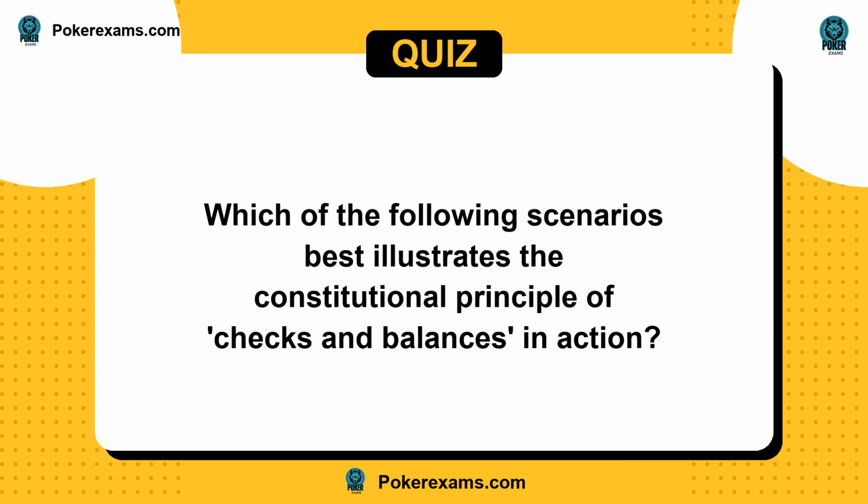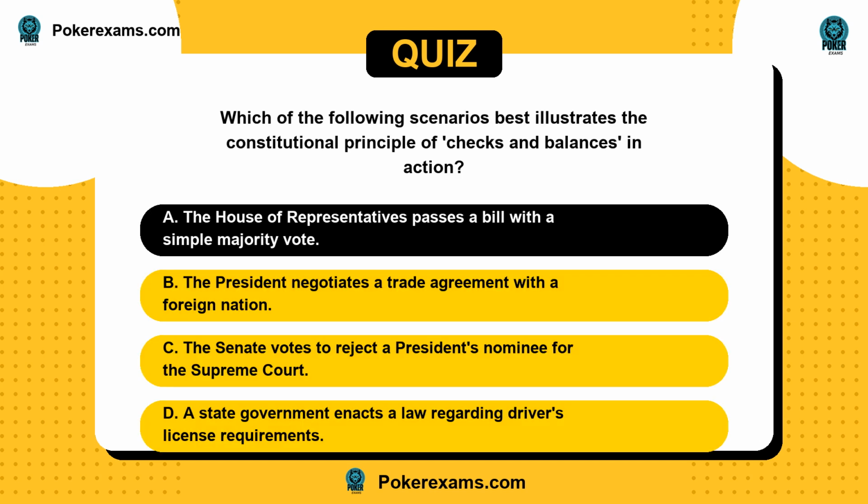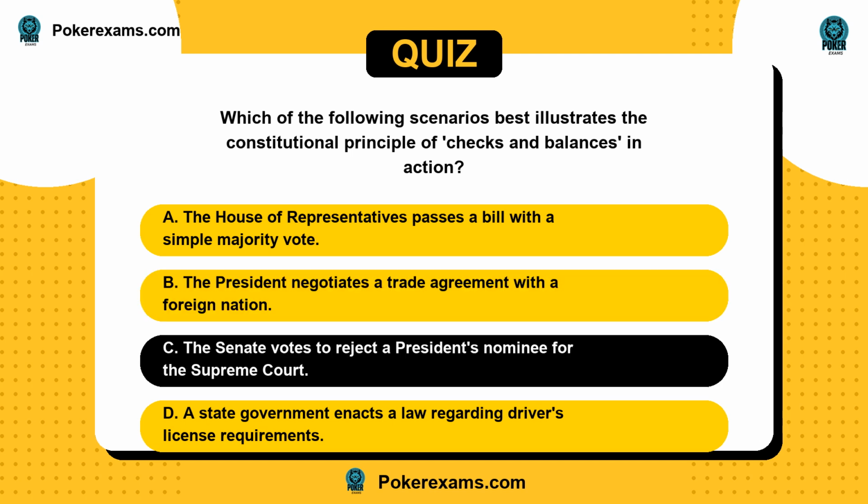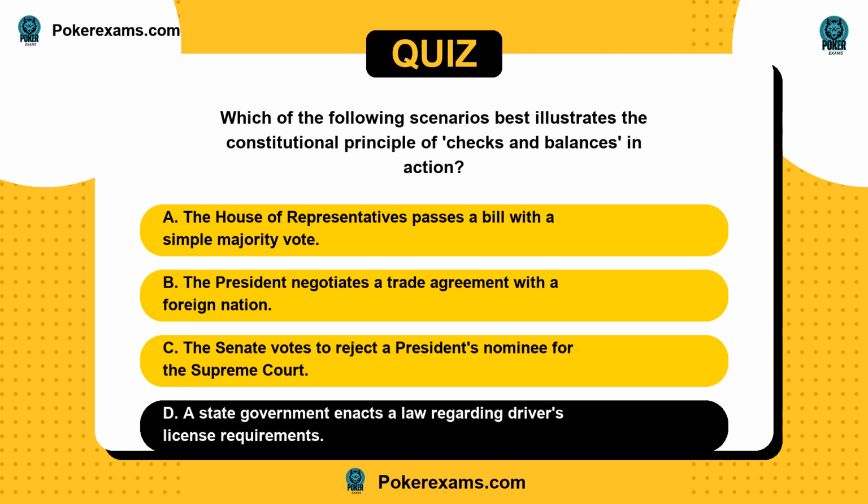Which of the following scenarios best illustrates the constitutional principle of checks and balances in action? Is it A, the House of Representatives passes a bill with a simple majority vote? Or B, the President negotiates a trade agreement with a foreign nation? C, the Senate votes to reject a president's nominee for the Supreme Court? Or D, a state government enacts a law regarding driver's license requirements?